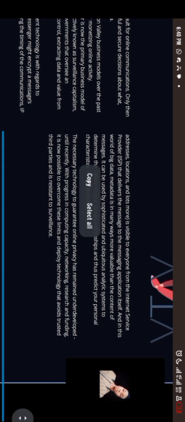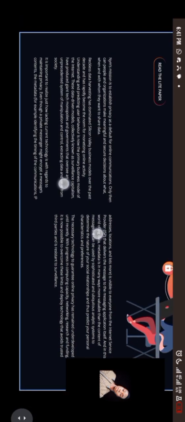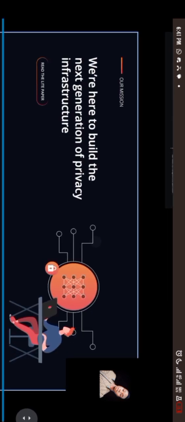The necessary technology to guarantee online privacy remained undeveloped until recently, with progress in computing capacity, networking, research, funding and many others. So these are the reasons why the Nym network came into place. So let's keep going.